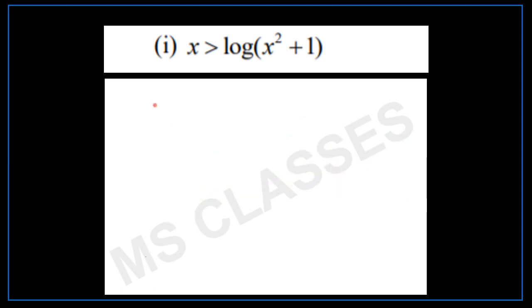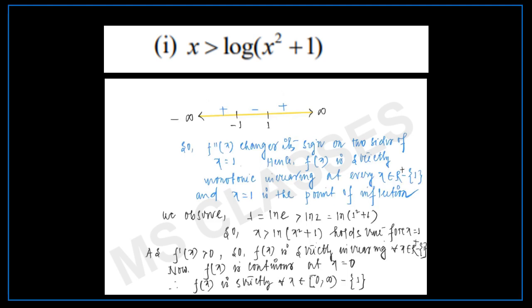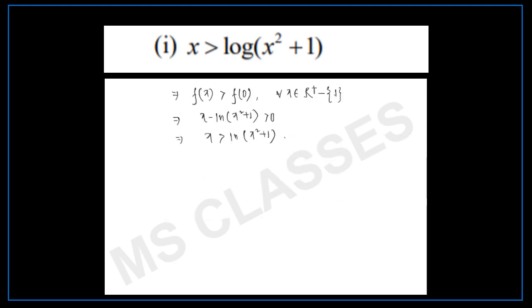And then we can write f(x) greater than f of 0 for all x belongs to R plus minus 1. And this says x minus ln of x square plus 1 is greater than 0. And this says x is greater than ln of x square plus 1. Now we consider this one as statement 1 and this one statement 2. On combining 1 and 2, we get x greater than ln of x square plus 1 for x greater than 0. So that is the proof.